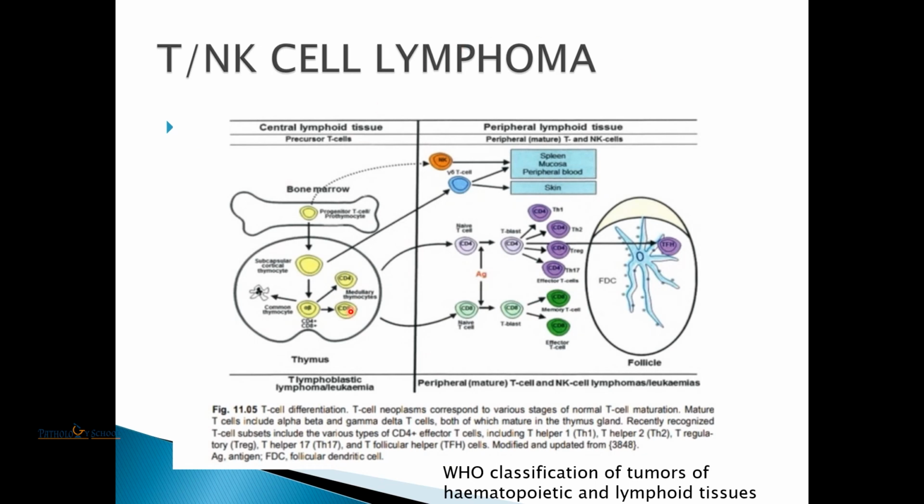This is a pictorial representation of origin of T or NK cell lymphoma. From precursor cell, T lymphoblastic lymphoma and leukemia arises, and from peripheral or mature T and NK cell, the rest of the lymphoma arises.